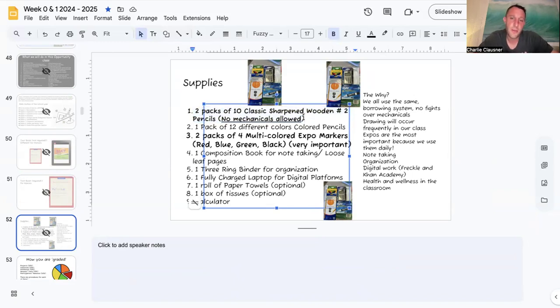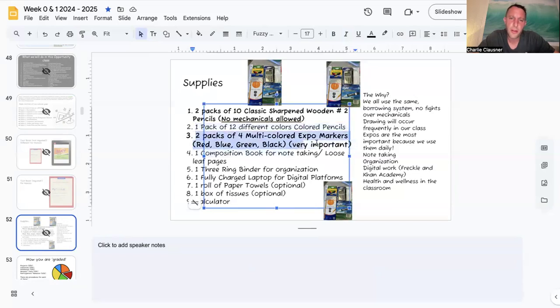Essentially, I had some students get into fights over the mechanicals in the past, so we all just use number two wooden pencils. That way, they're really interchangeable. If one breaks, you can just go borrow one of mine, and they can take it and keep it really. But I do ask them to bring colored pencils. We do a lot of art with colored pencils, and they grade others' homework with the colored pencils.